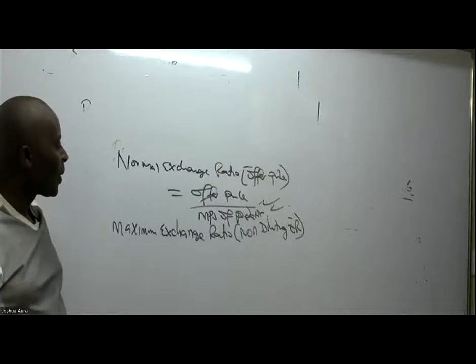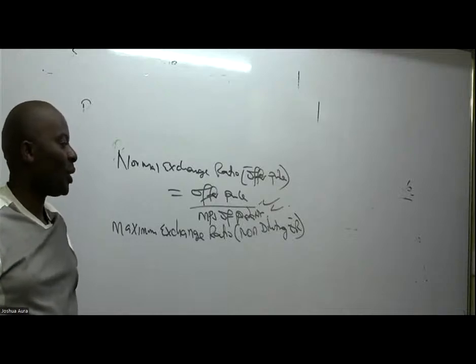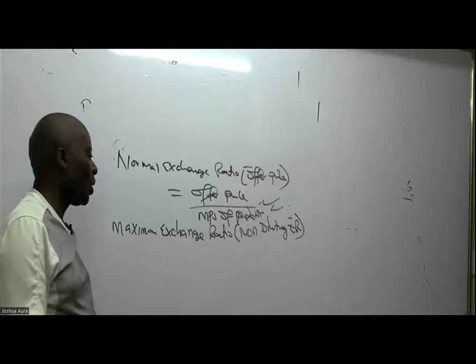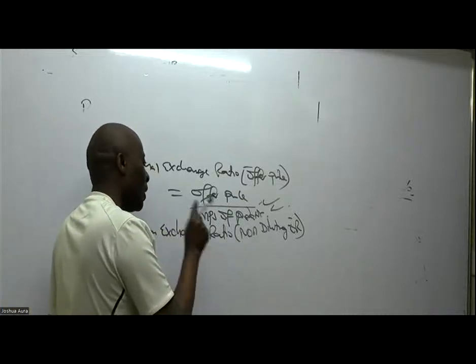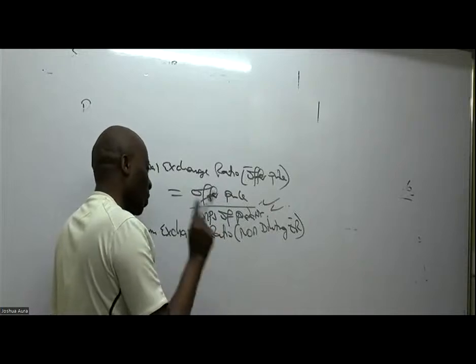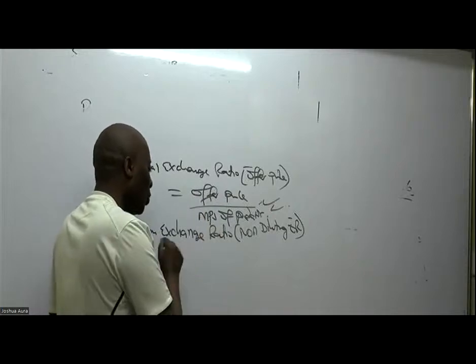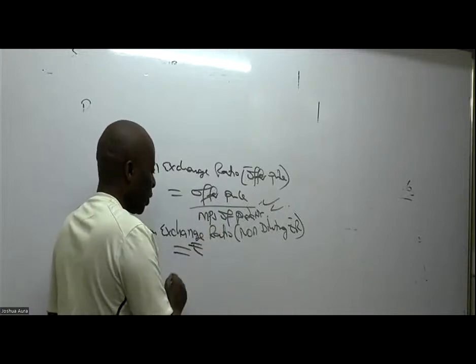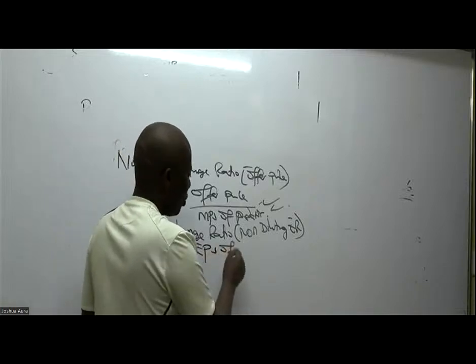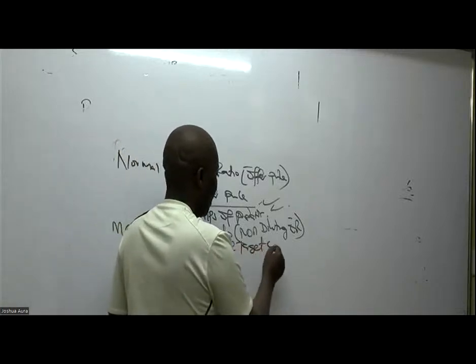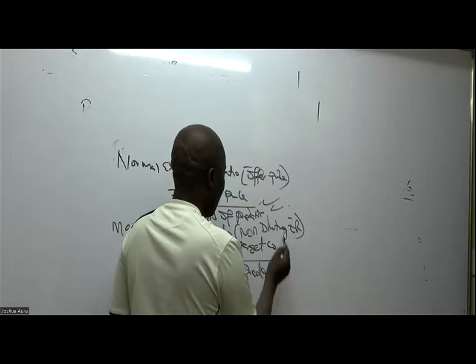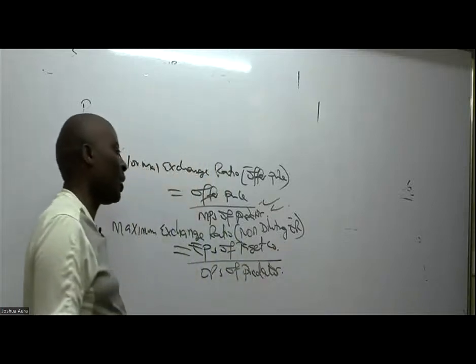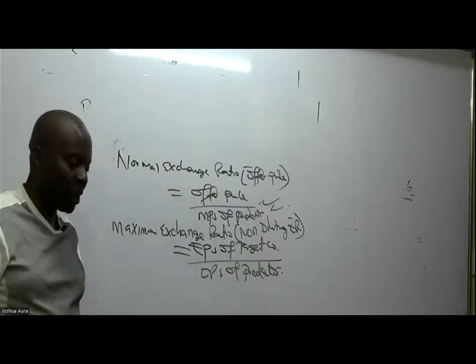We shall overcome. So maximum exchange ratio is the same as non-diluting exchange ratio. If I use this exchange ratio, which is maximum, then the EPS of the company will not be diluted. How do we calculate this? We take the EPS of the target company over the EPS of the predator. Very important concept for you to appreciate.